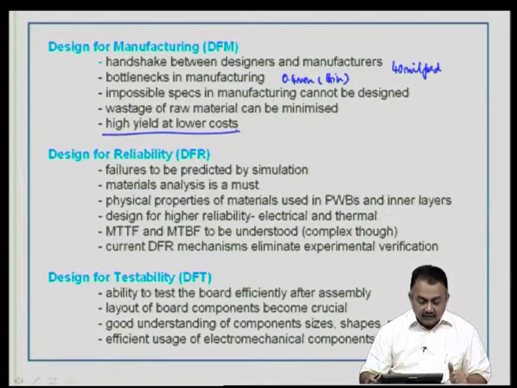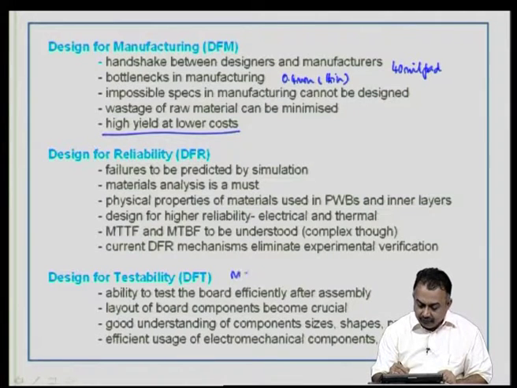The third point is design for testability, DFT. In this, you will have the ability to test the board efficiently after assembly, especially after assembly. The layout of board components becomes crucial. Good understanding of components, sizes, shapes and properties is needed. Here we are not talking only about manual testing, we are also talking about automated test equipment.